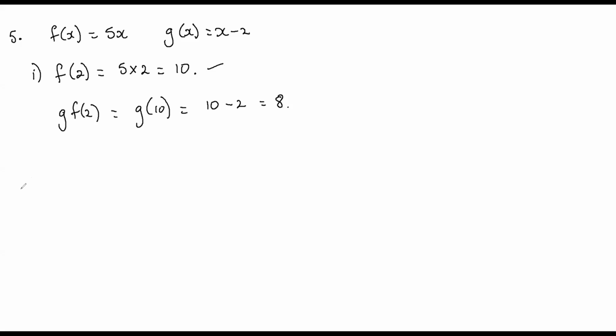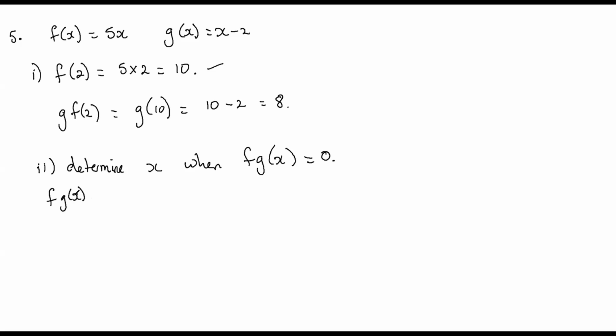Part 2 of the question: determine x when fg of x equals 0. Now, when it comes to such a question, we first have to find out what is f of g of x.